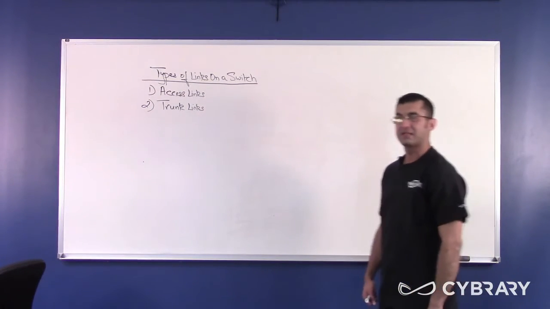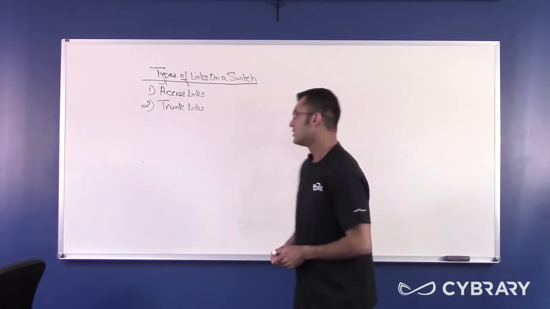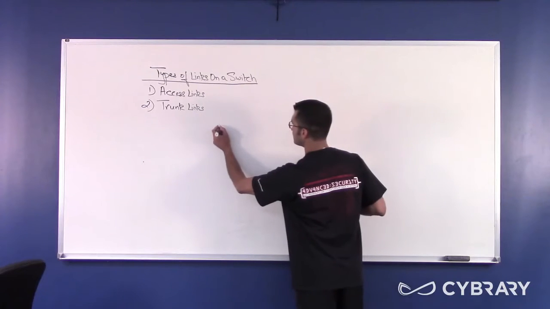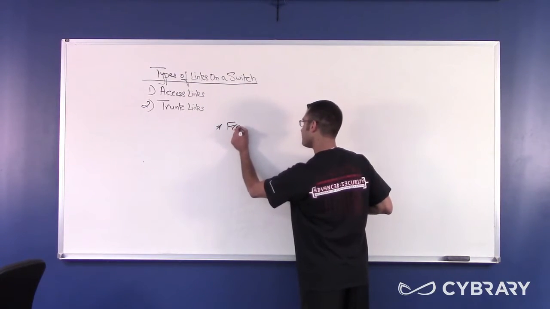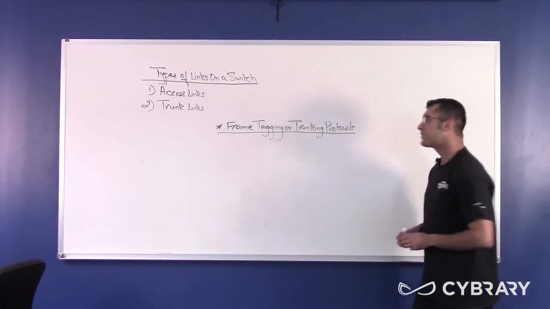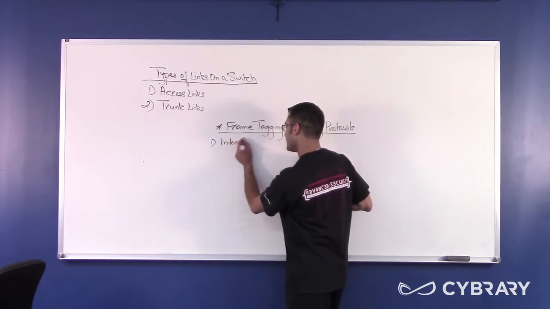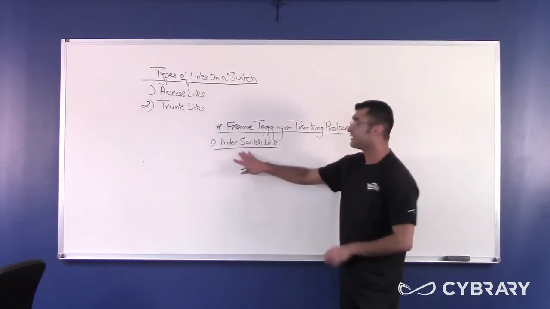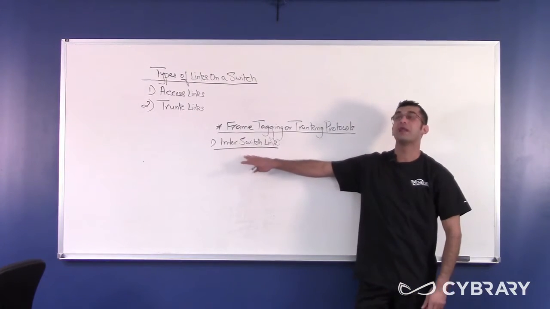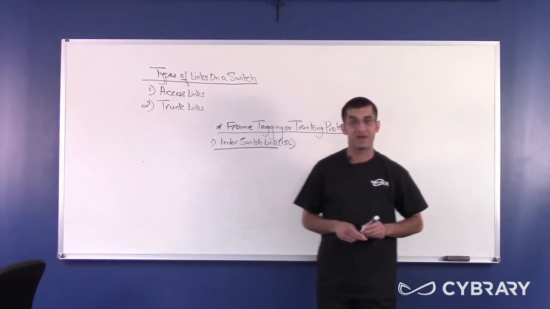This frame tagging is done using one of two protocols. The first one, so this is the subheading, frame tagging or trunking protocols. The first one is Inter-Switch Link. Inter-Switch Link is Cisco proprietary, so you cannot run Inter-Switch Link, or the short form ISL, on a non-Cisco device.